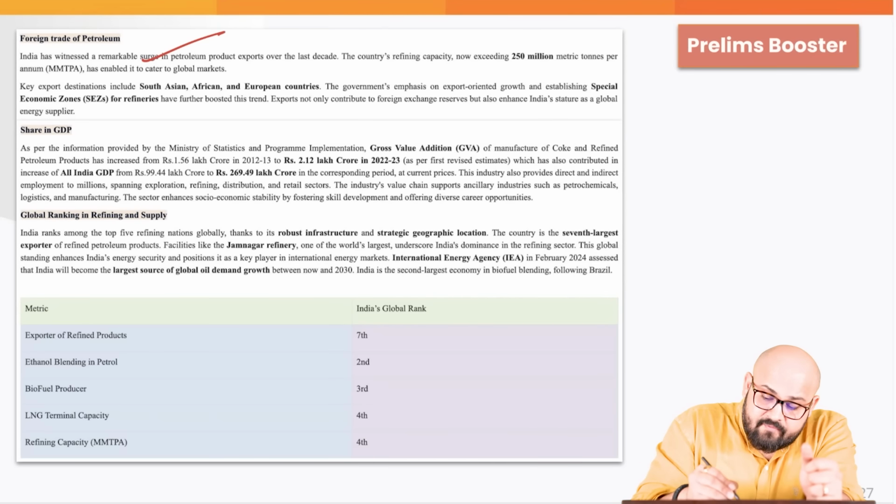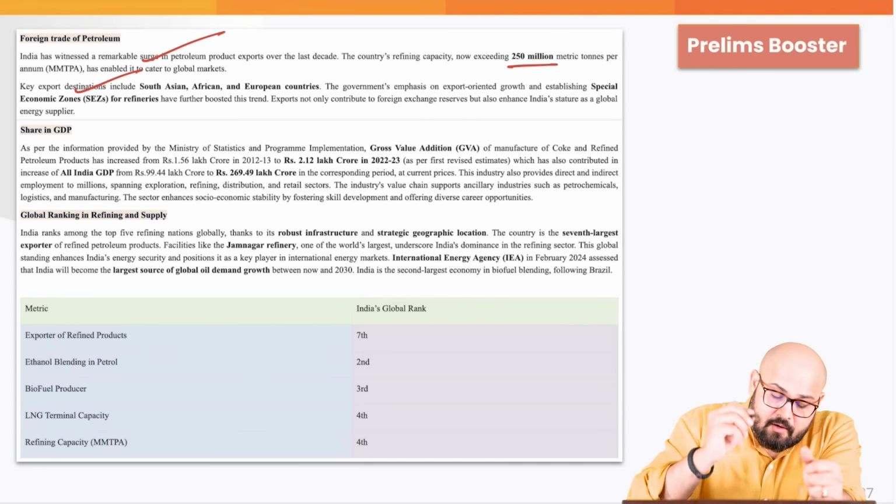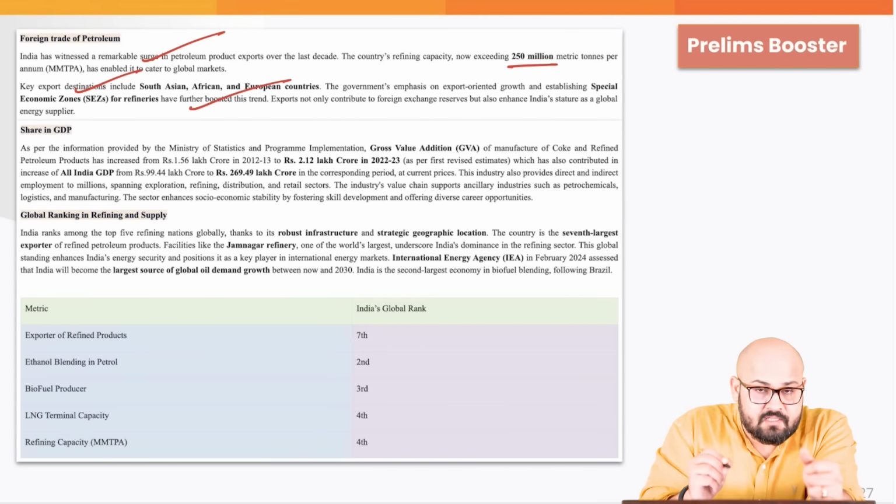Over the last decade, the country's refining capacity, which now exceeds 250 million metric tons per annum, has enabled it to cater to the global markets. Key export destinations are South Asian, African, and European countries. The government's emphasis on export orientation and establishing special economic zones for refineries have further boosted this trend.